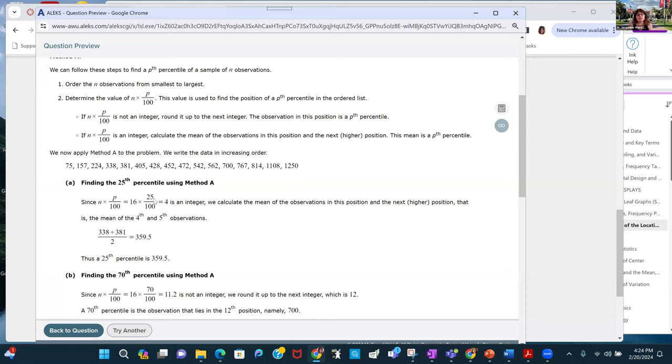Right, the 25th percentile, 25% of 16 is 4. Since that's an integer, you take the mean of that one and the next. So the fourth and the fifth observation.